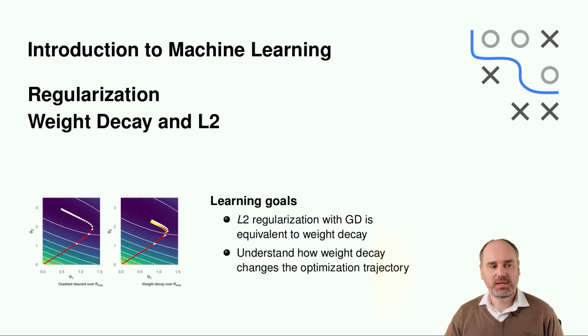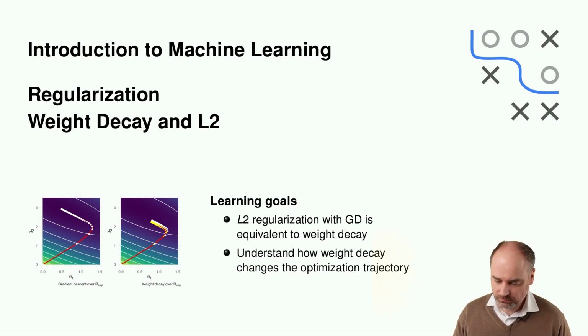Hi, and welcome to our next session here in our chapter on regularization. So here I will discuss the important correspondence between weight decay, especially how this is usually framed and called in the context of neural networks, and L2 penalties. Okay, we'll do that in the context of a simple gradient descent, and also discuss how weight decay or L2 regularization then changes the optimization trajectory during optimization.